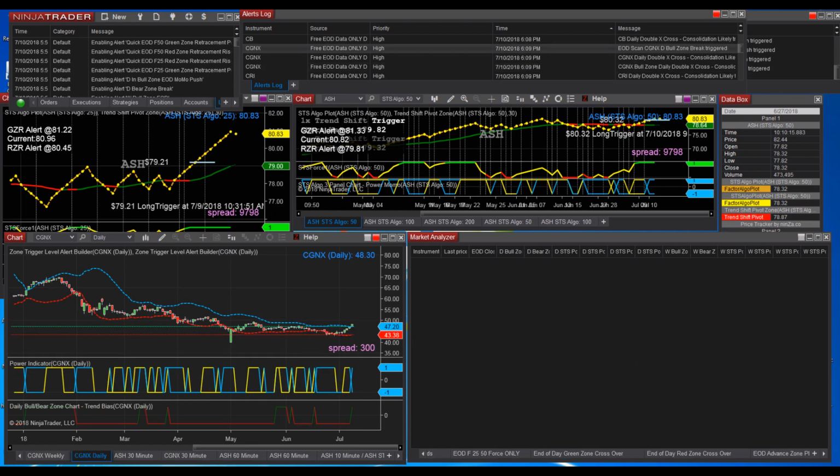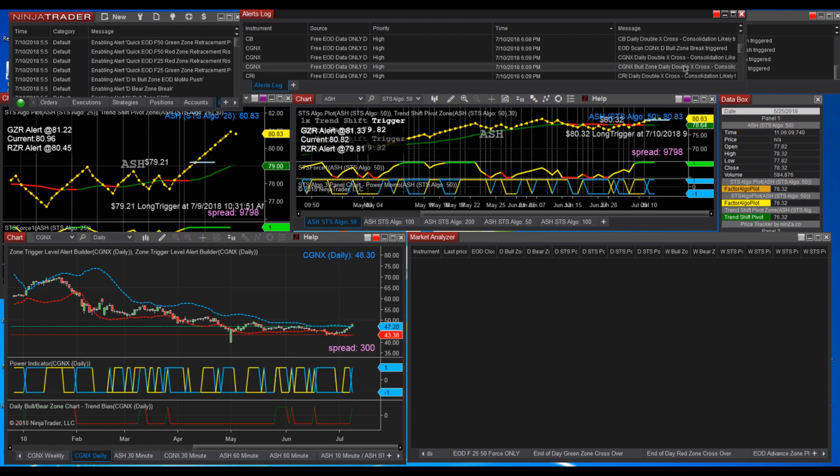There's multiple alerts built into that system that we ran these out of, that free end of day, and you can see this CGNX showed up several times. It came in on the bull zone break all by itself, broke the bull zone level. That's all it did. Then it came in on the double X cross, likely consolidation break, which you can see it's in a consolidation, and it picked up some momentum, and it is going to the upside. Then it also showed up on the bull zone with the daily double cross. That's your preferred scan right there.